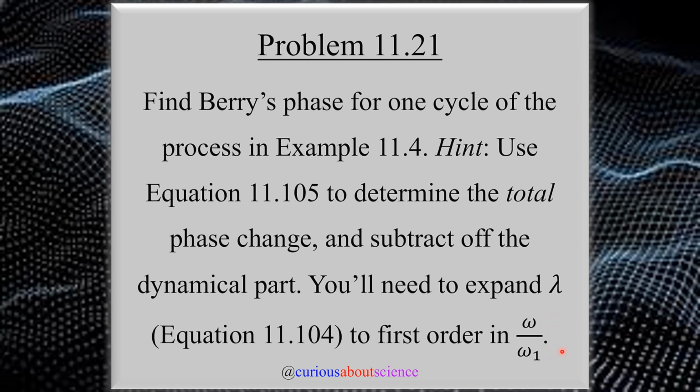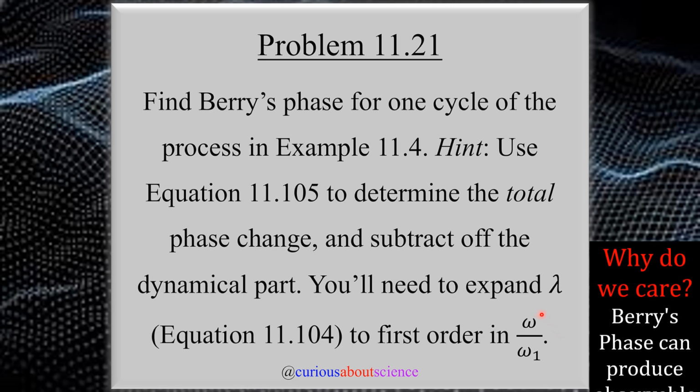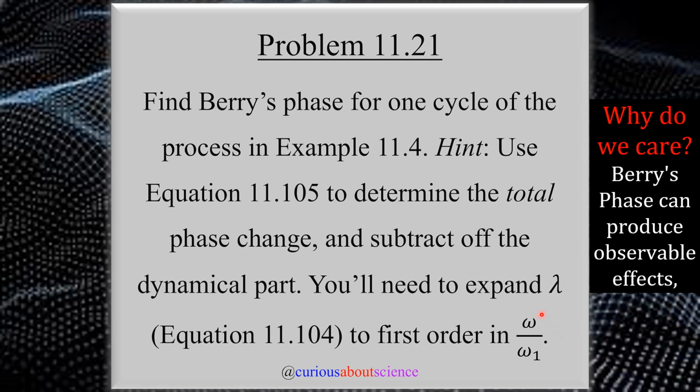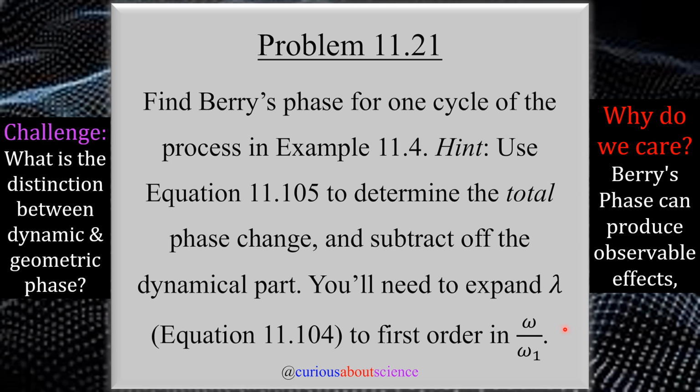Okay, so now we're getting to the other parts of the adiabatic theorem and its consequences. The reason we care is that Berry's phase can produce observable effects. A lot of them have to do with optics. I know that's a main one I've seen before, but there are definitely others. The challenge for you to consider is: what is the distinction between the dynamic and geometric phase? If you hang around, we'll find out at the very end.